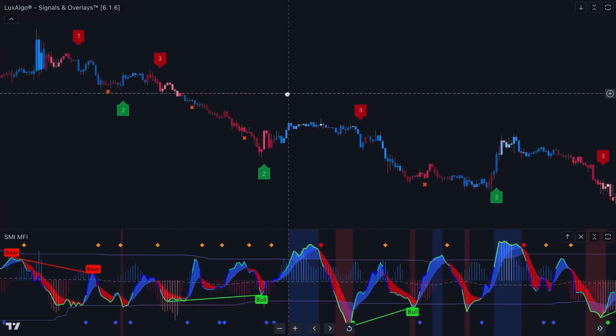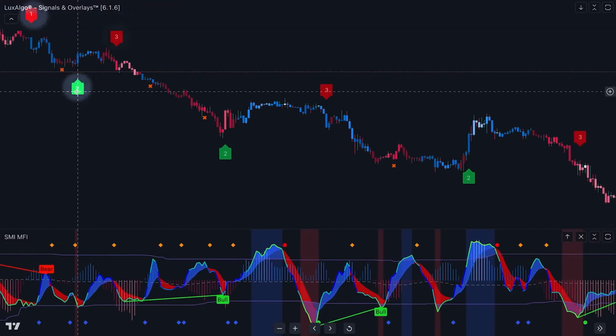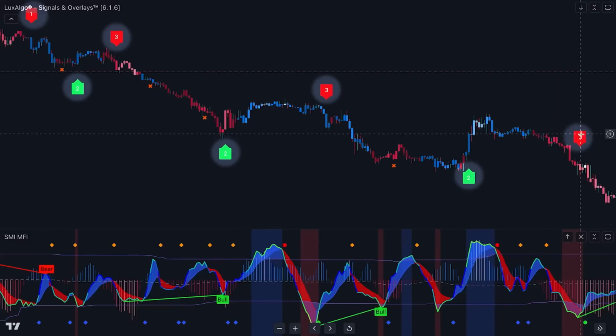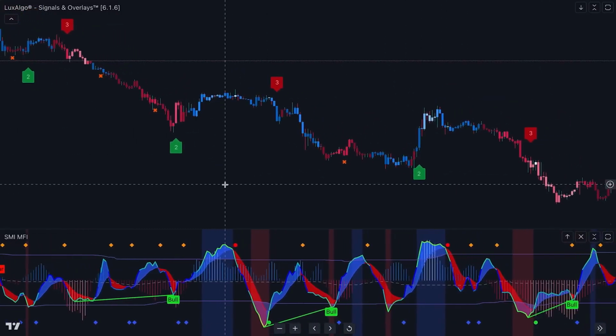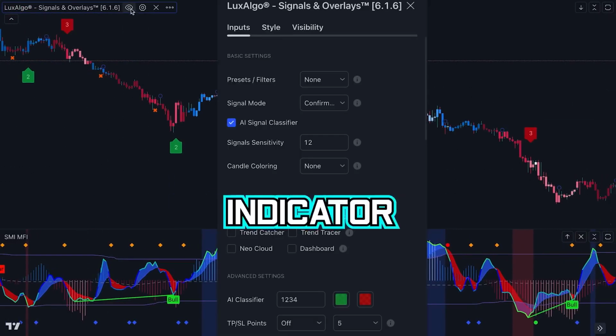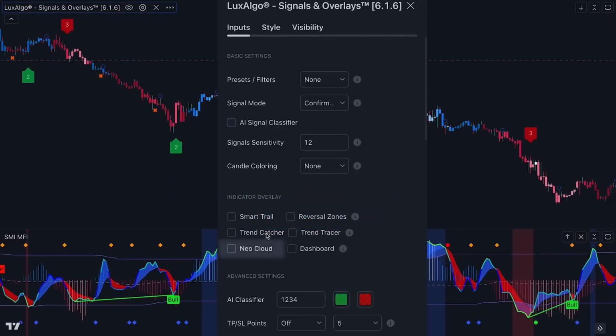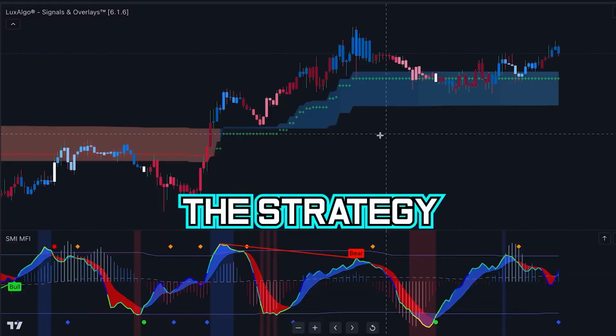For this strategy, we will be using the Signals and Overlays indicator. The Signals and Overlays indicator has been recently updated to use machine learning to optimize its signals and determine what signals are strong and weak using a rating value from 1 to 4. However, we will only be using 2 features from this indicator today. We will be using the Neo Cloud and the Trend Tracer overlay. So we went ahead and disabled all other options. Now here is the strategy.